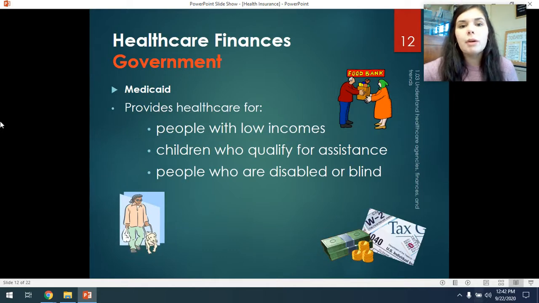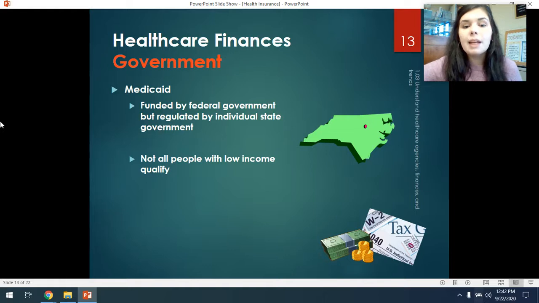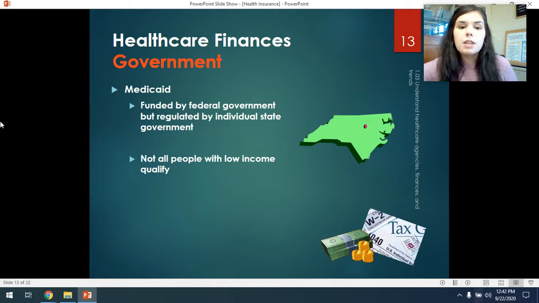Medicaid is a different type of government health insurance program, and this provides health care for people who have either really low income, children who qualify for assistance, maybe they're in foster care, or maybe they've been adopted. There are lots of different reasons that children might qualify for assistance, or anyone who is disabled or blind may also qualify for Medicaid. Medicaid is also funded by the federal government, but it's regulated by each individual state. So not all people with low income necessarily will qualify. It is up to your state's standards.